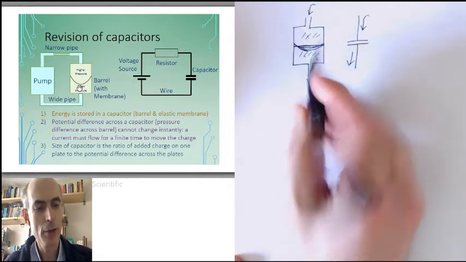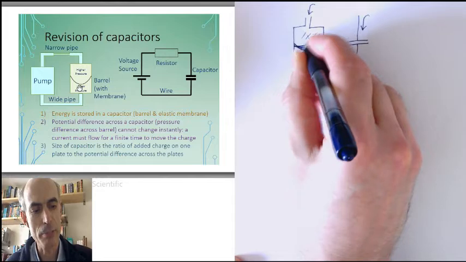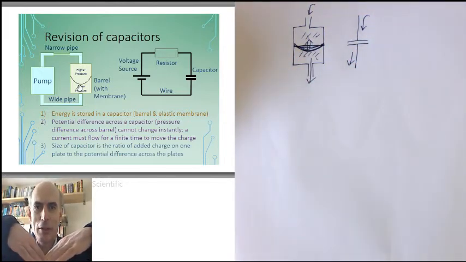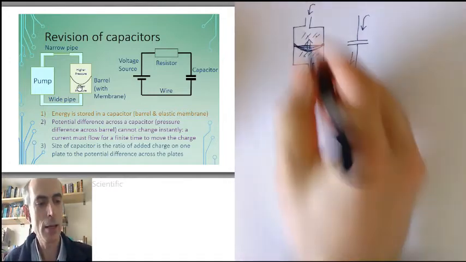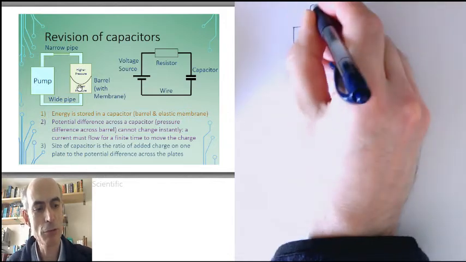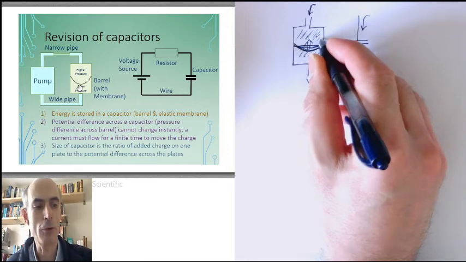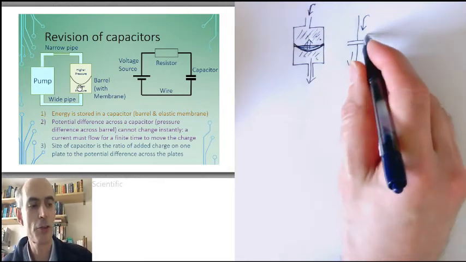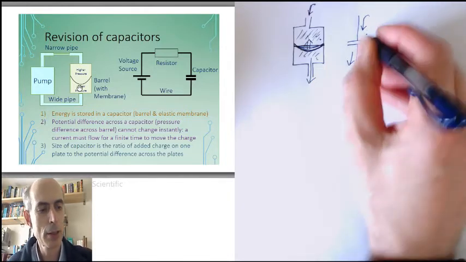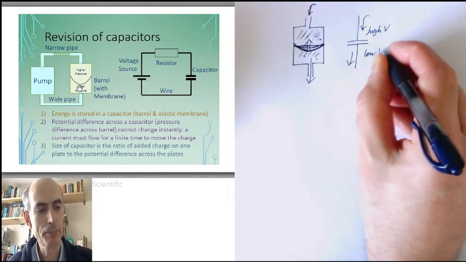Once we do that, the rubber membrane starts to exert a higher pressure up in this direction. It's like an elastic band, if you like, pushing up. And that means that in order to get that membrane to distort, we have to raise the pressure of the fluid in this part of the barrel. In terms of the electrical analogy, that means raising the voltage at this side of the capacitor here. So we have a higher voltage here, and we have a lower voltage here.